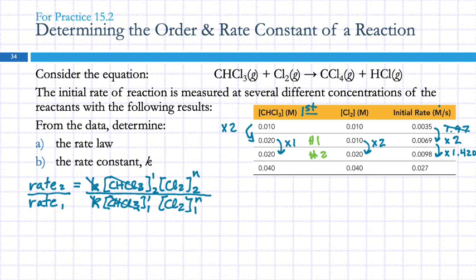So let's write this without all those things. Rate 2 is equal to the concentration of Cl2 to some power, divided by rate 1, which is equal to the concentration of Cl2 in the first condition to some power.